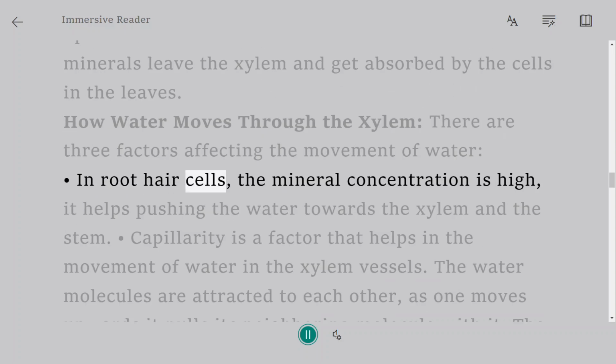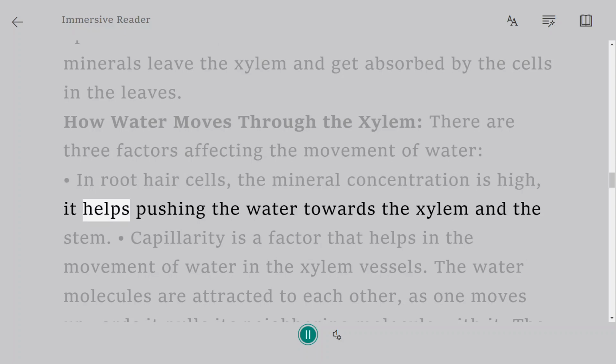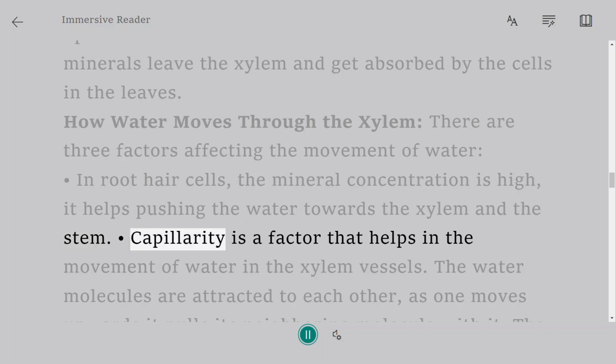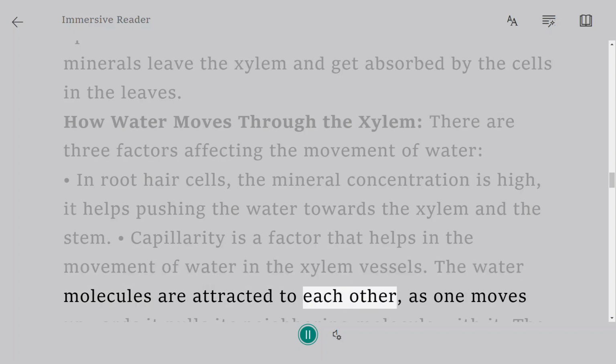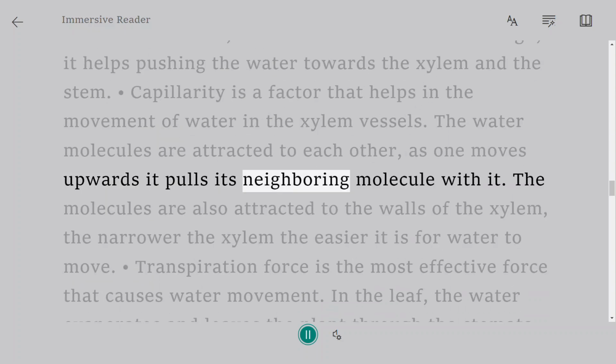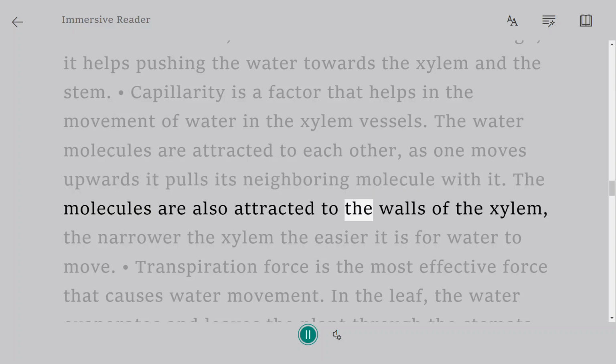In root hair cells, the mineral concentration is high. It helps push the water towards the xylem and the stem. Capillarity is a factor that helps in the movement of water in the xylem vessels. The water molecules are attracted to each other. As one moves upwards, it pulls its neighboring molecule with it. The molecules are also attracted to the walls of the xylem.